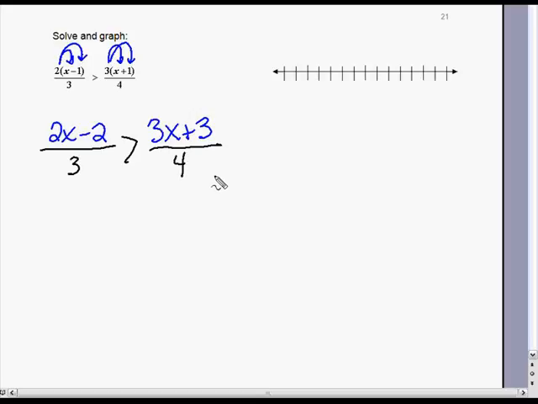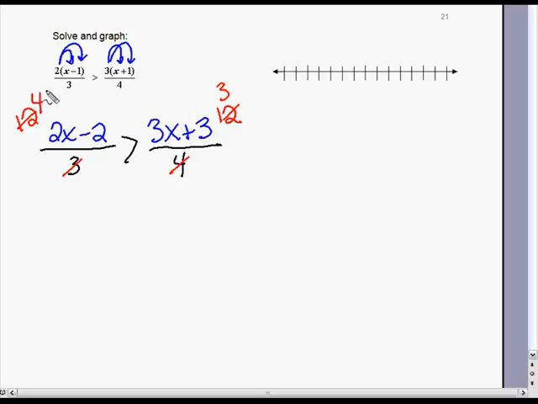Next, we can clear the fractions. The way we clear fractions is to multiply by the LCM. Since our denominators are 3 and 4, our LCM is 12. So we'll multiply both sides of the equation by 12. Notice that on both sides of this equation, there is only one term. So we'll do the reducing. 4 goes into 12 3 times. 3 goes into 12 4 times.